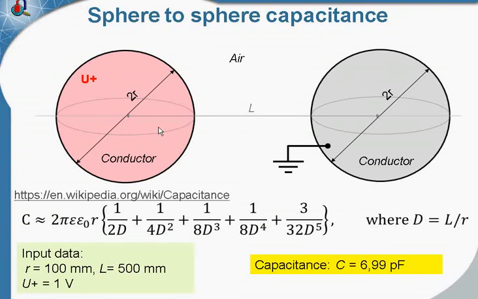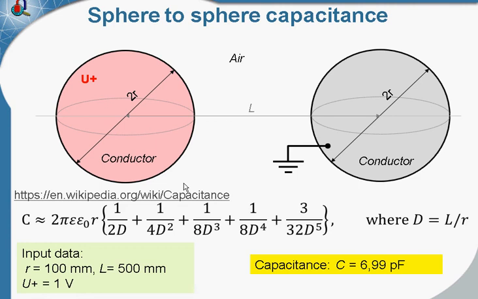Sphere-to-sphere capacitance. There are two conducting spheres in the air, and our task is to calculate capacitance between the spheres. Each sphere's diameter is 200 millimeters, and the spacing between the centers of the spheres is 500 millimeters.